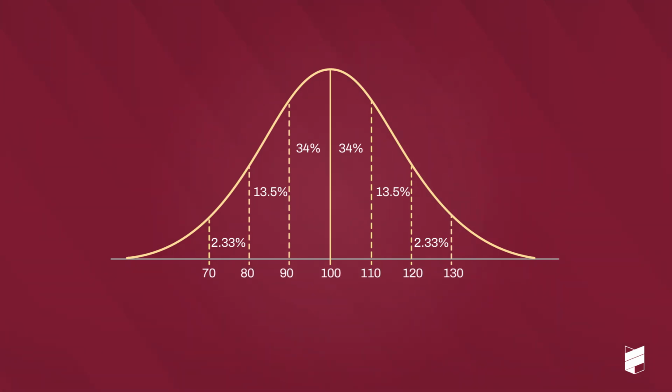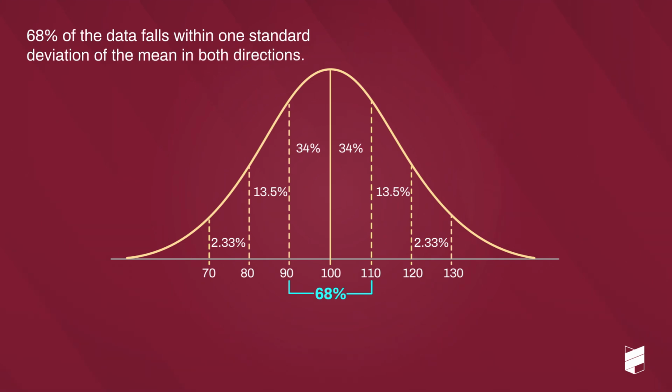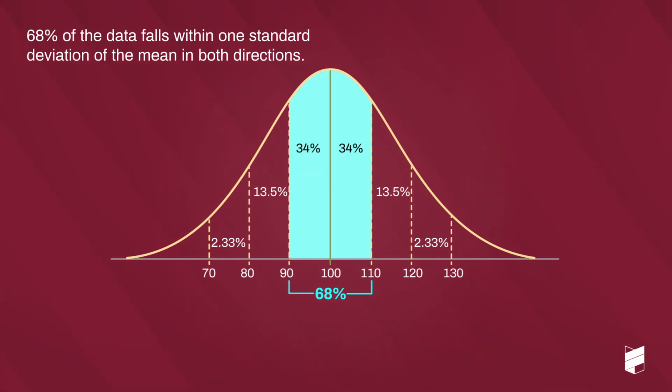The first part of the rule says that about 68% of the data falls within one standard deviation of the mean in both directions. Picture a range that includes the middle, average, and goes out in both directions. So if the average data point is 100, the standard deviation is 10, then roughly 68% of the data points will be between 90 and 110.